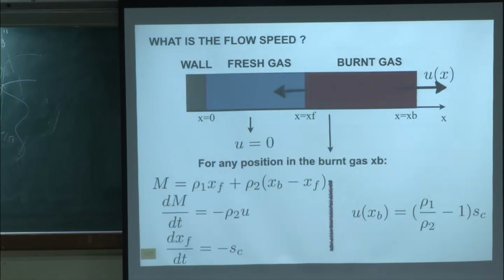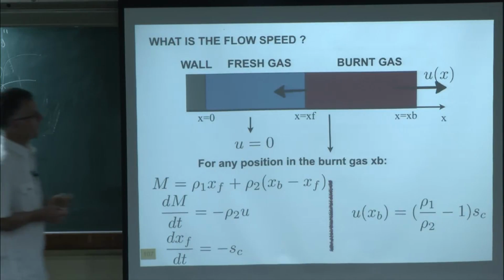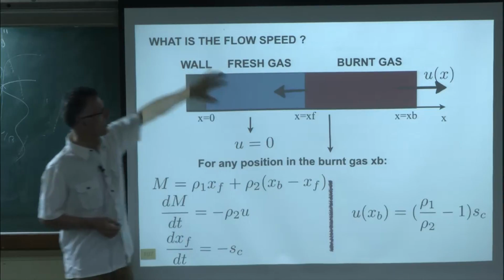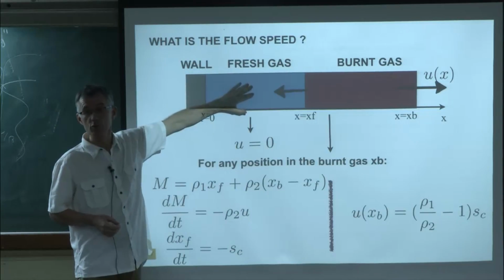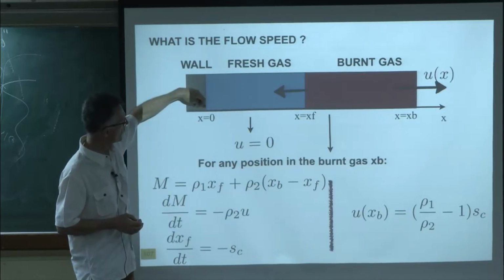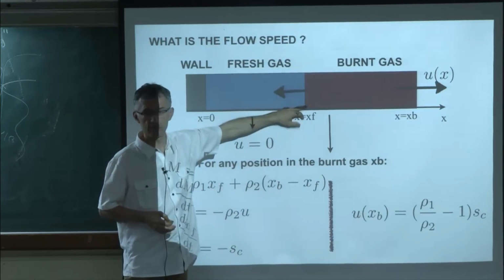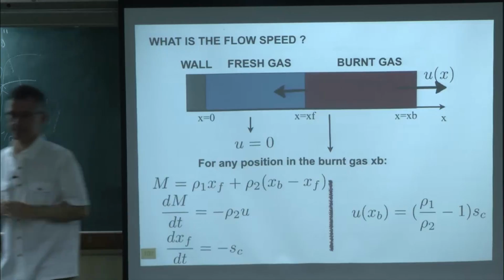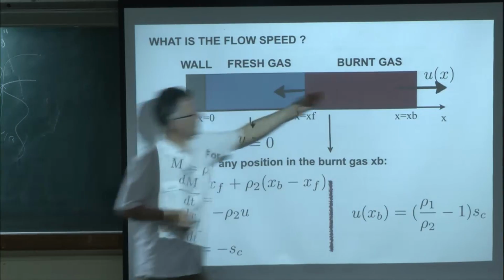What is the flow speed? That's a more interesting question now. Here we have a wall. Here we have fresh gases. So these gases cannot move. We have no compression. So these gases are stopped. So the velocity is 0 from here to the flame front. They cannot go anywhere. What's the speed on the other side here?